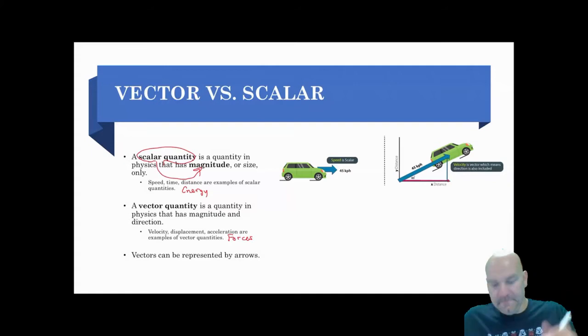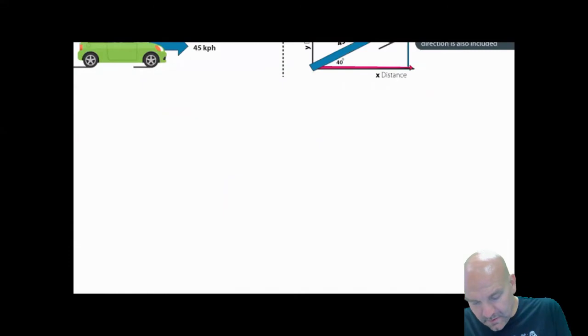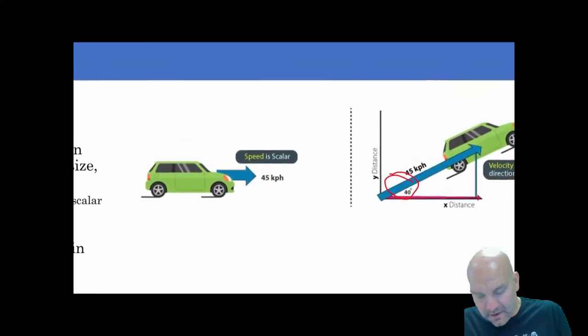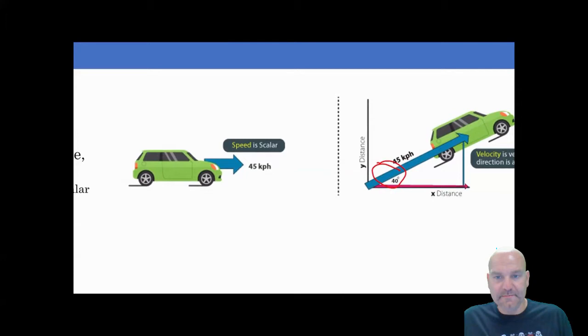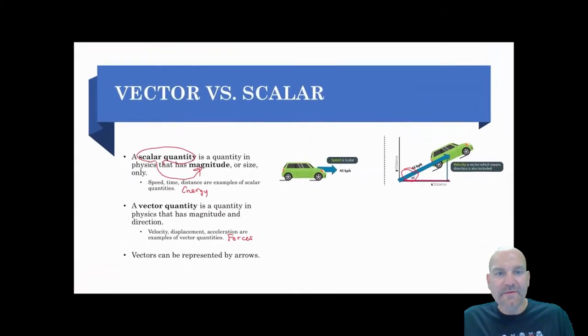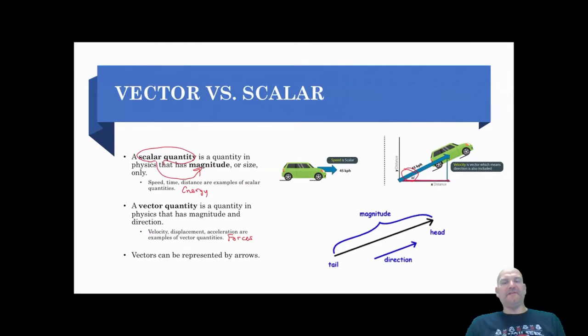Now, if we want to talk about a velocity, on the other hand, velocity is a vector, which means direction is also included. So I'm saying 45 kilometers per hour at an angle of 40 degrees. And so that makes it now a vector versus a scalar. And now here's how we represent vectors. We just use an arrow. The length of the arrow gives us the magnitude, and whichever general direction the arrow is pointing, that is our direction.